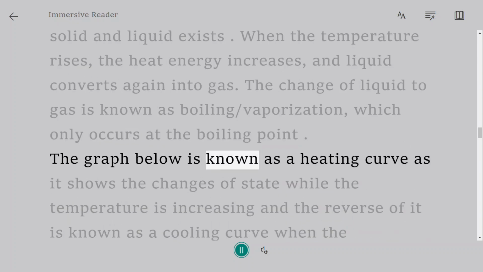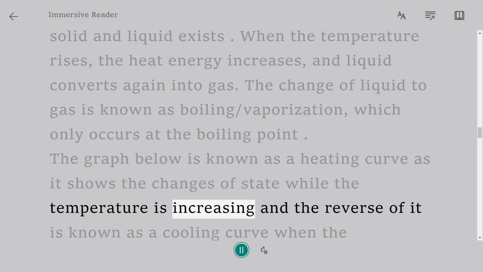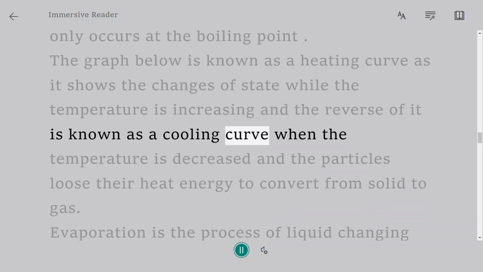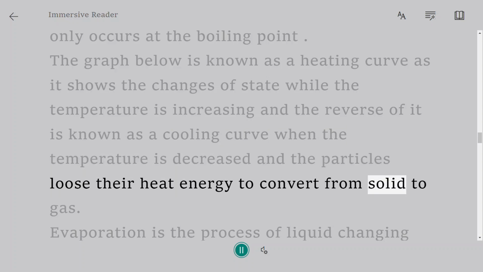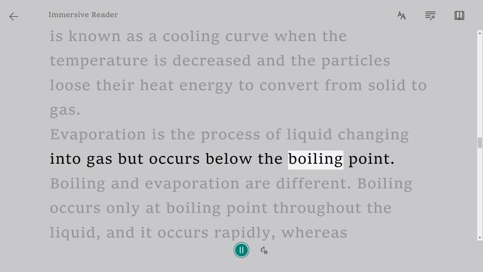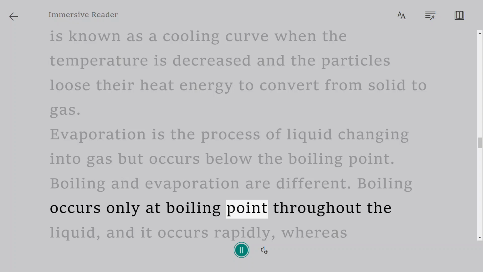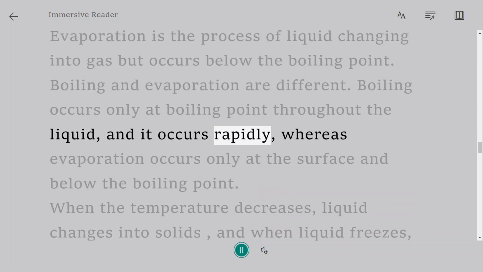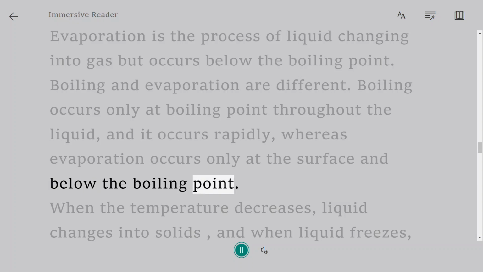The graph below is known as a heating curve as it shows the changes of state while the temperature is increasing, and the reverse of it is known as a cooling curve, when the temperature is decreased and the particles lose their heat energy to convert from gas to solid. Evaporation is the process of liquid changing into gas, but it occurs below the boiling point. Boiling and evaporation are different. Boiling occurs only at the boiling point throughout the liquid, and it occurs rapidly, whereas evaporation occurs only at the surface and below the boiling point.